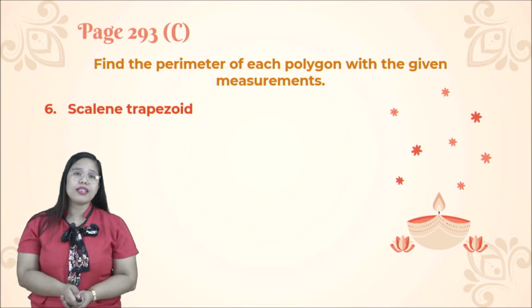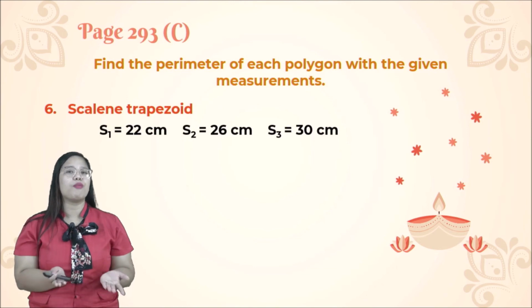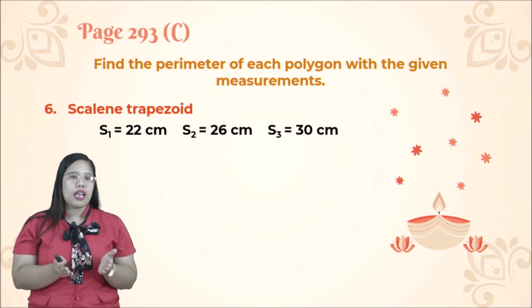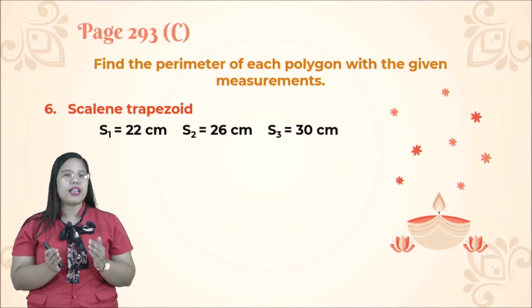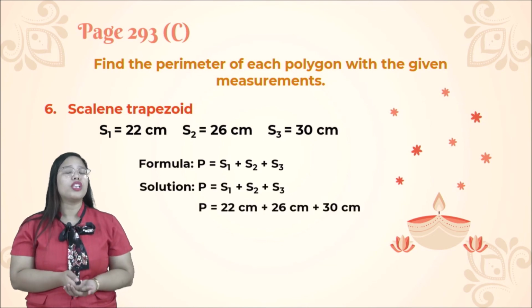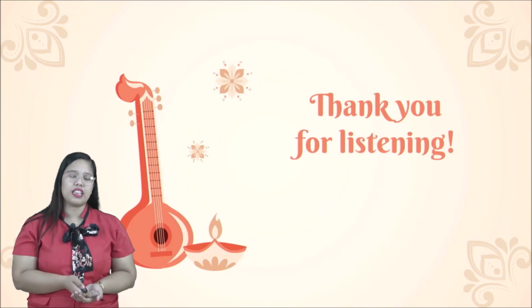And the last one is the scalene trapezoid. In the scalene trapezoid, we have the given measurements of S1 plus S2 plus S3. So we will just substitute it. So 22 plus 26 plus 30, we have 78 centimeters.